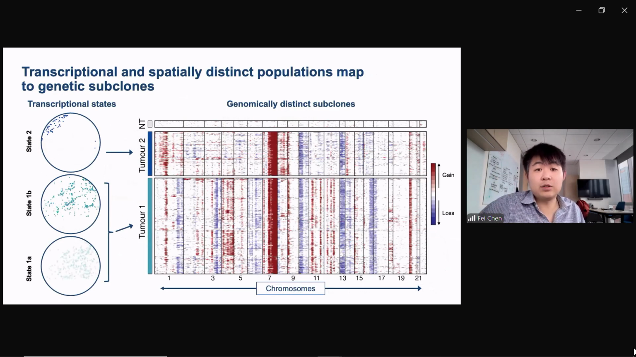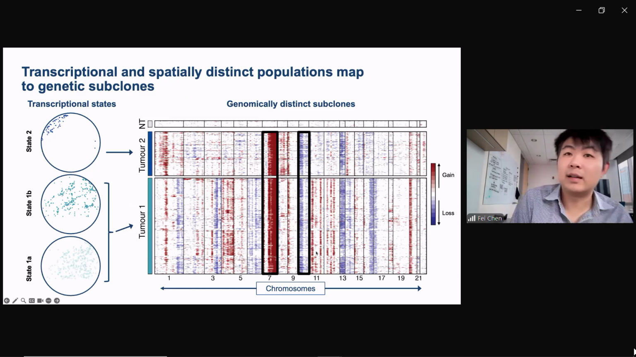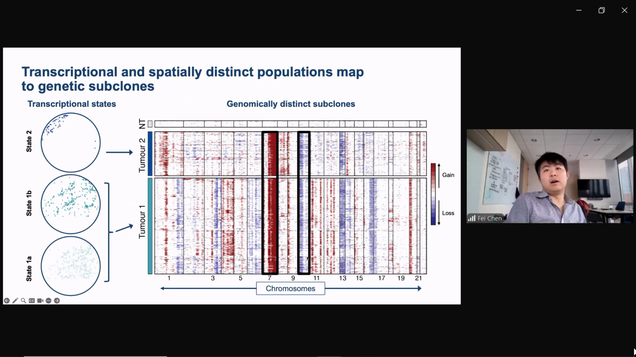Next, we wanted to understand if these transcriptional states are driven by genetic differences. So we used the genome-wide data and we used copy number variation across single cells. This is shown on the rows. Each row is a single cell, with red showing the gains. Columns represent positions along the genome, with numbers representing chromosomes. So you can see that there's some shared gain of chromosome 7 and loss of 10.